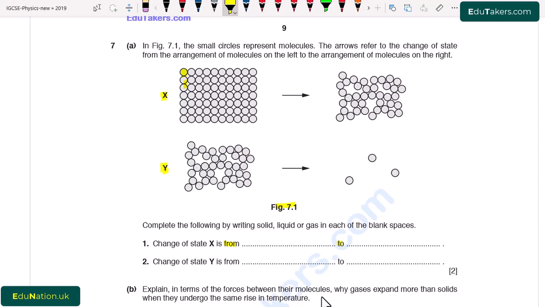So first of all we can see in X that the molecules are very close to each other and there is a strong intermolecular forces between these molecules. So this is a solid in which the molecules are very close to each other. So I write here from solid to. Now we can see that this diagram is basically for the liquid because there is a small amount of spacing between these molecules and the force of attraction here is smaller as compared to solids. That's why the X changes from solid into liquid. I write here liquid.